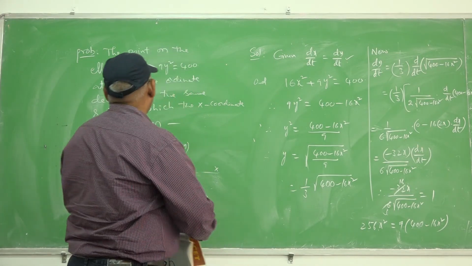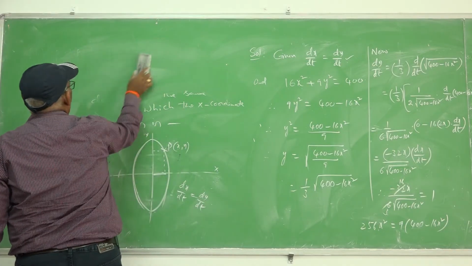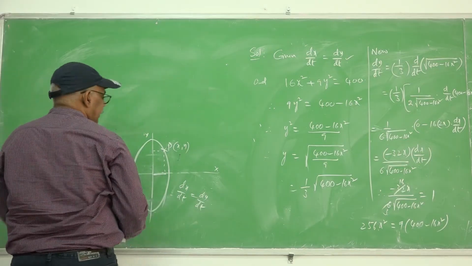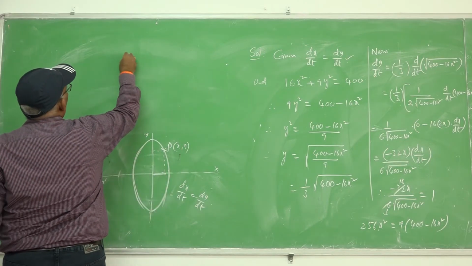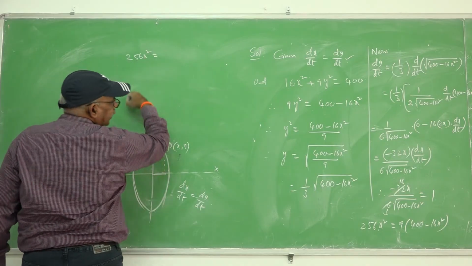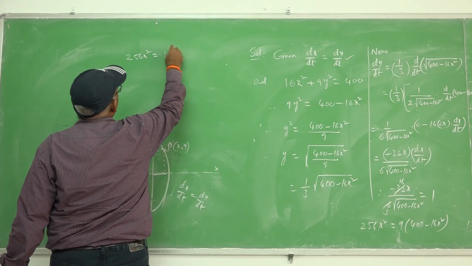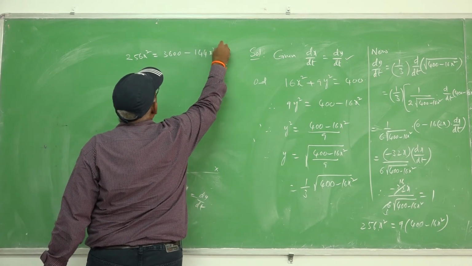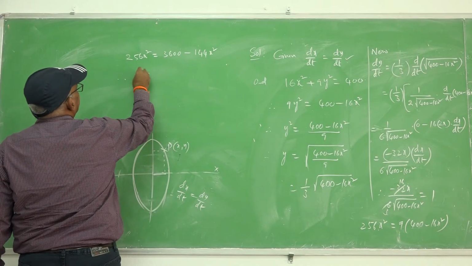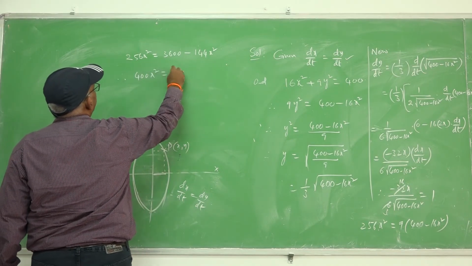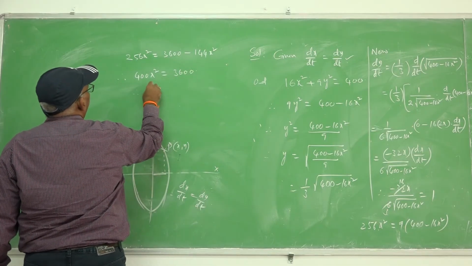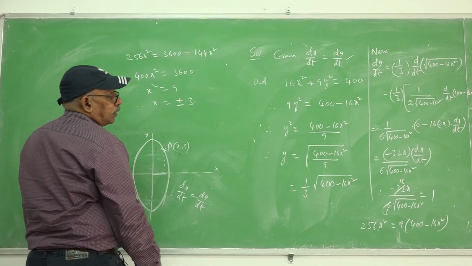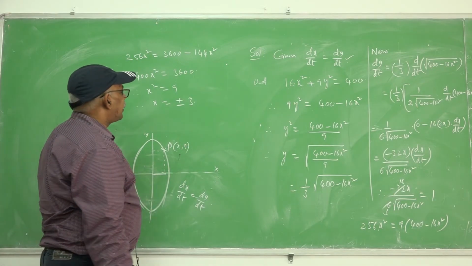So that gives us 256x square equal to 3600 minus 144x square. Collecting x square terms, we get 400x square is 3600. So x square takes the value 9, and x takes the value plus or minus 3.